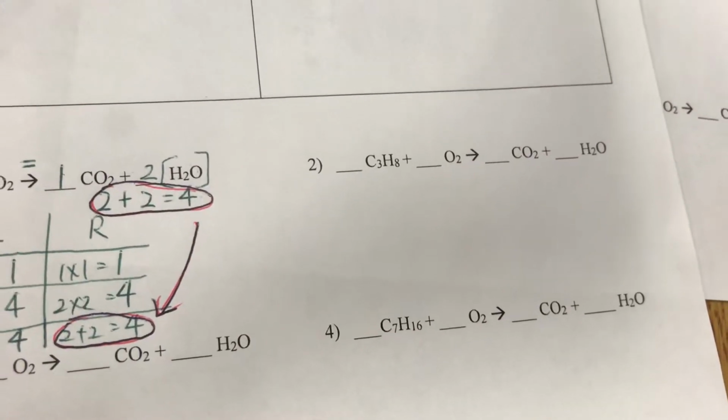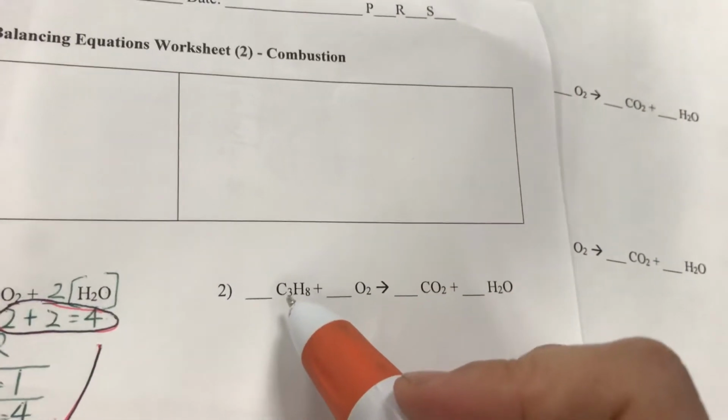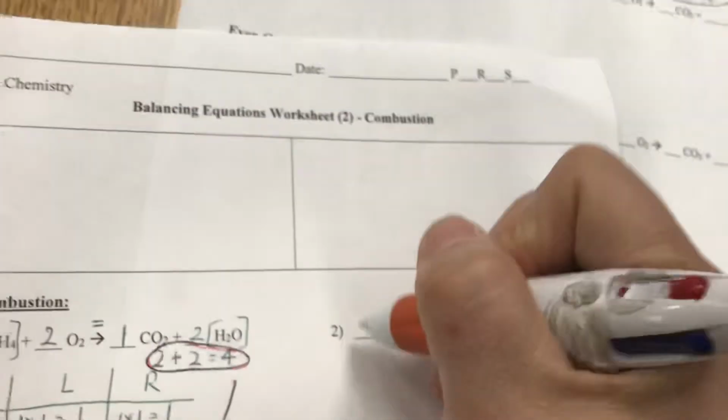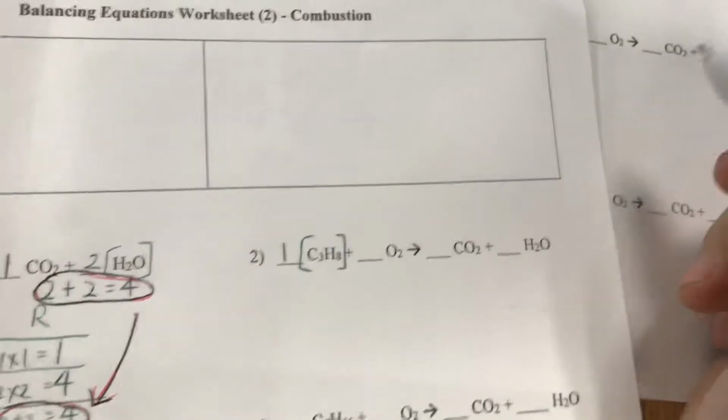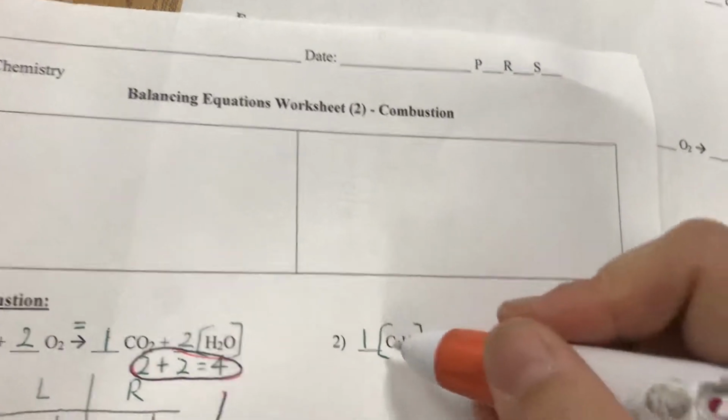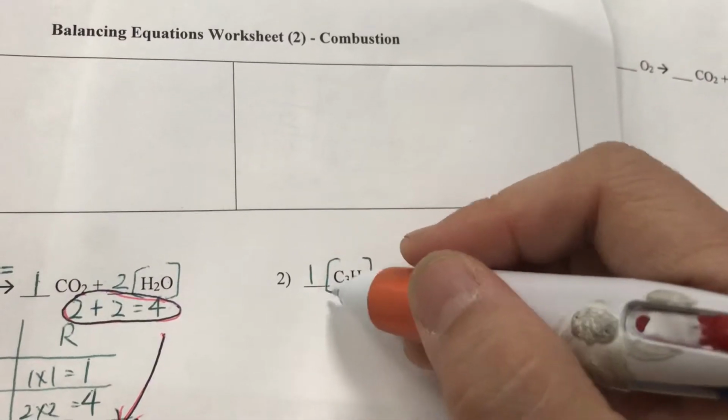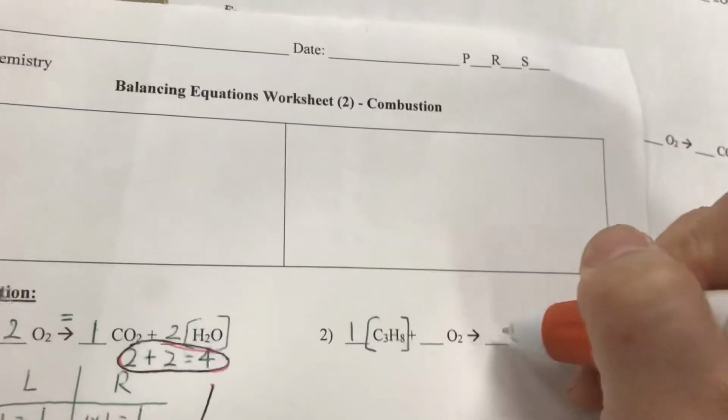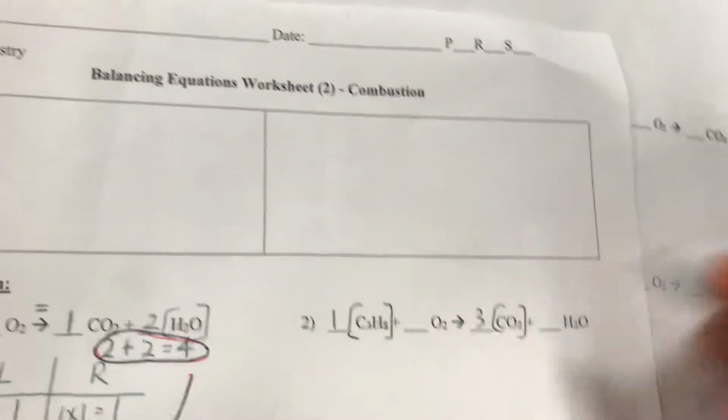Now the number 2 is also a combustion because this is C3H8. So the first step is I'm going to put the 1 in front and put bracket. Okay, and then step 2 is I balance the carbon. So carbon on the left is 3, carbon on the right is 1. So I put 3 to make the carbon happy.